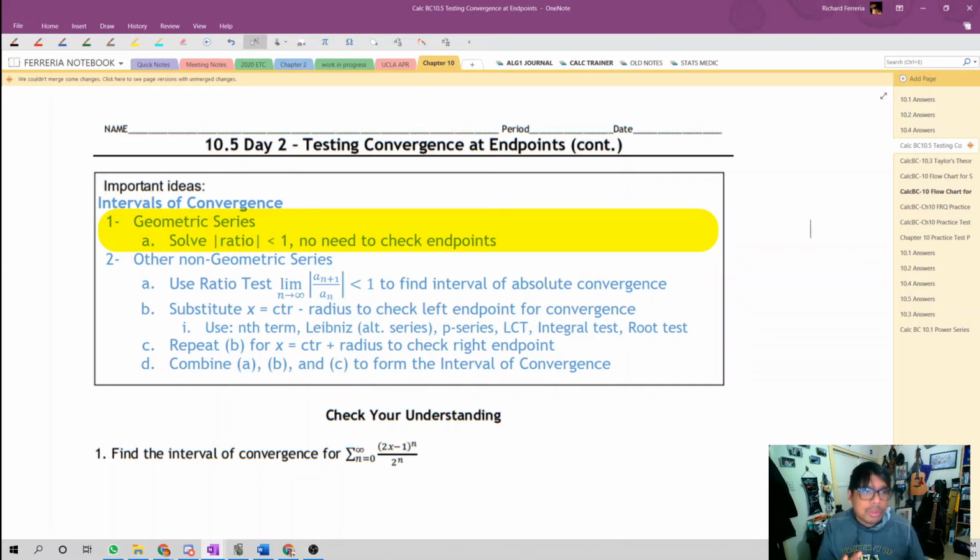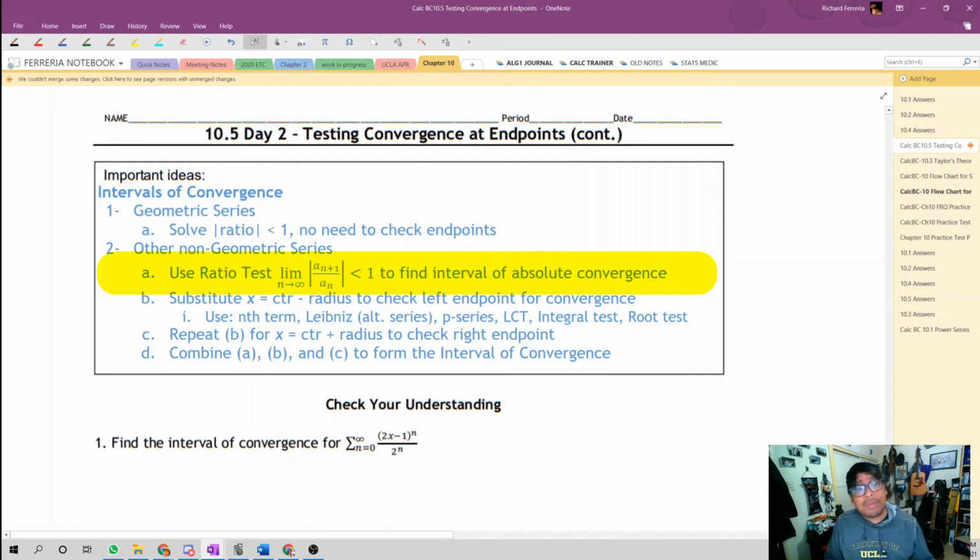If you use a ratio test on a geometric series, then you need to do everything involved with the ratio test, which is a much longer process, and you're wasting your time on your AP test. So don't use a ratio test for a geometric series. Use a geometric series test for a geometric series. If you find yourself looking at a series that's not a geometric series, then you need to do the ratio test. So the first thing is to use a ratio test on the absolute value of the series to find the interval of absolute convergence.